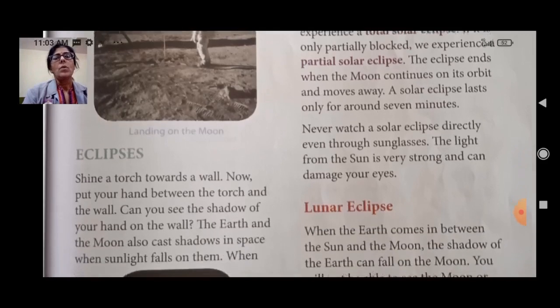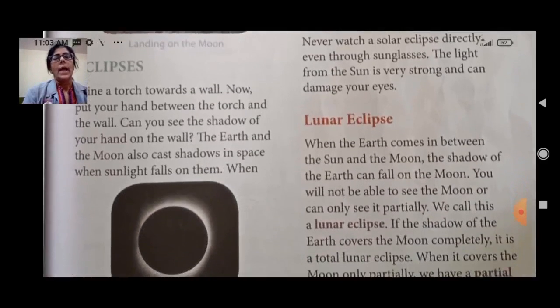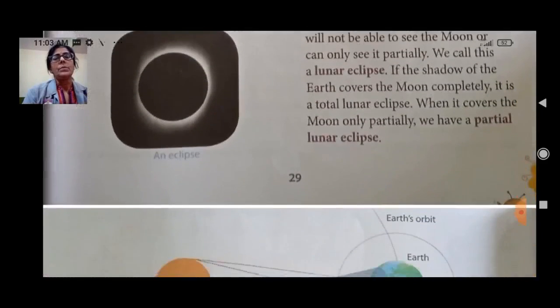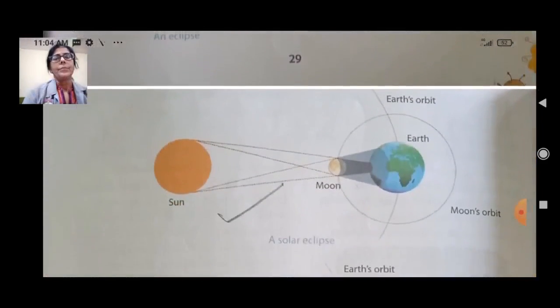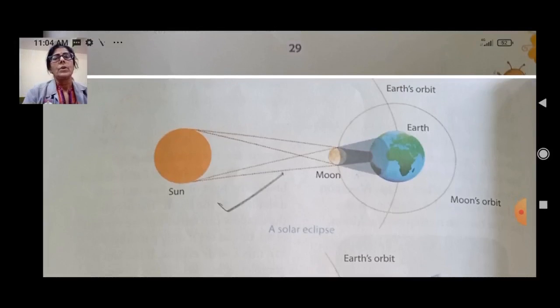Now lunar eclipse. See, I will first show you the pictures. Here is the picture of solar eclipse on page number 30, right? How it blocks the path of the reflection. How the reflection gets blocked, that is, how it forms the shadow, is shown here on page number 30.